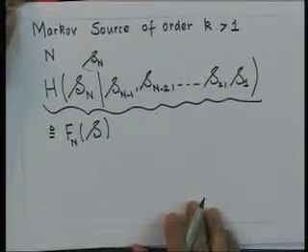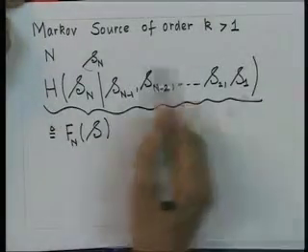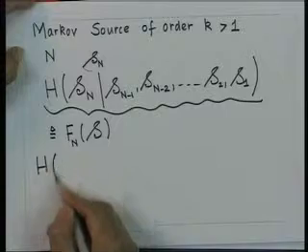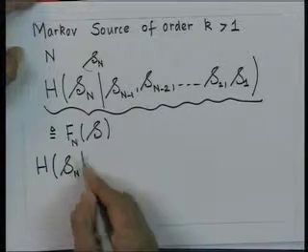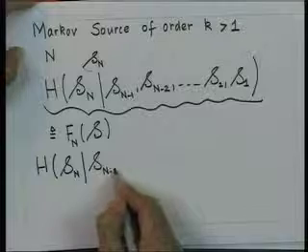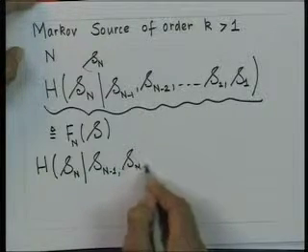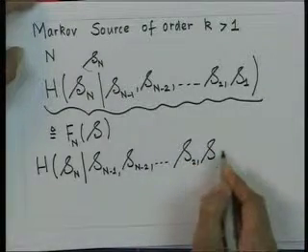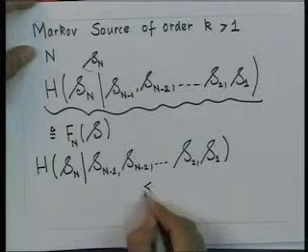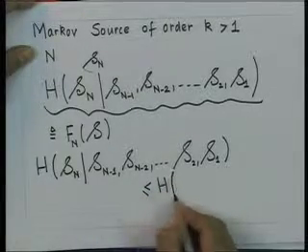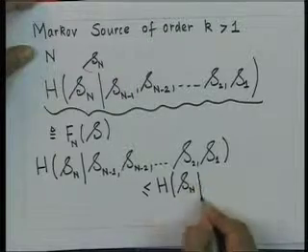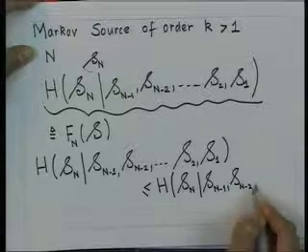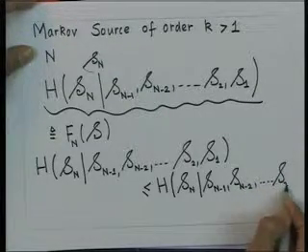Now, before we go ahead, there are some interesting properties of this Fns. One interesting property would be that H of Sn given S of n minus 1, n minus 2, S2, S1 is always less than equal to H of Sn given Sn minus 1, Sn minus 2 up to S2.